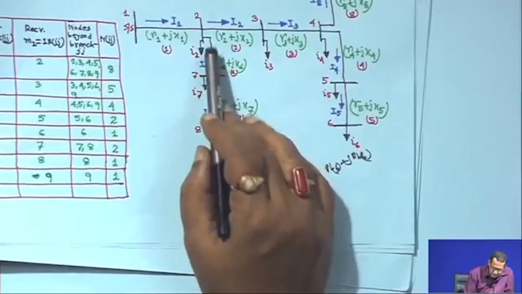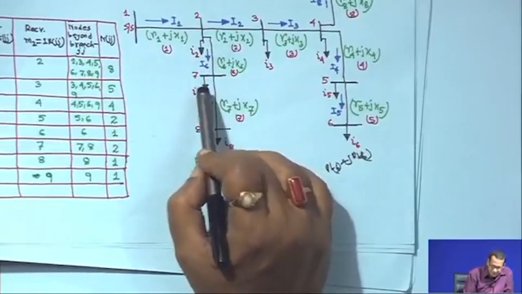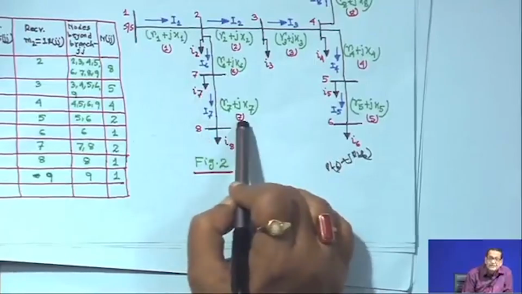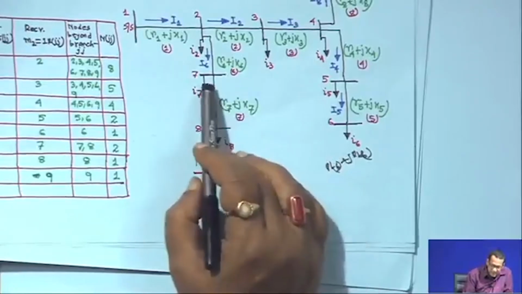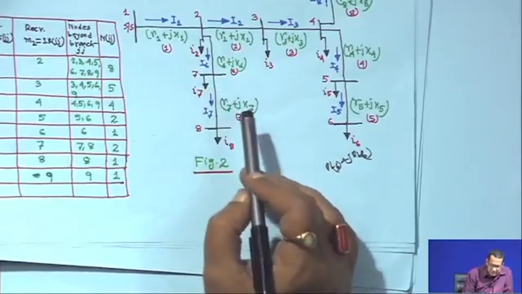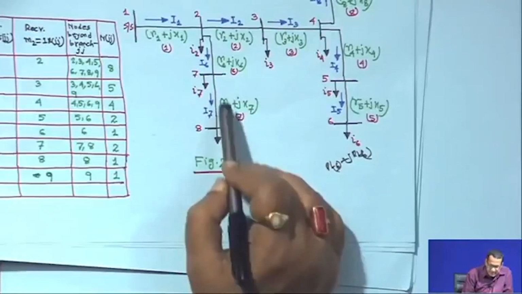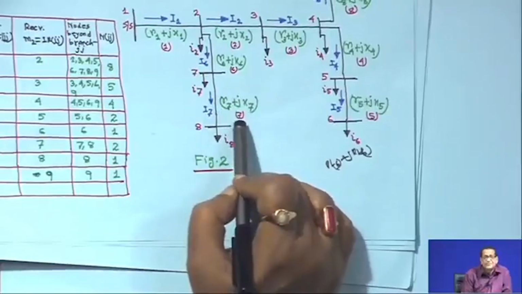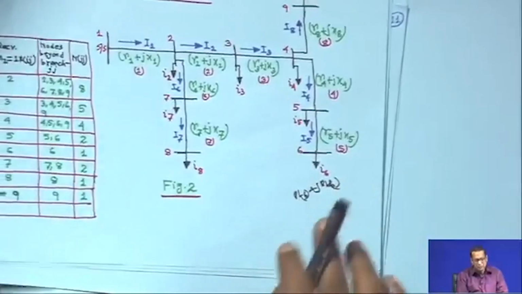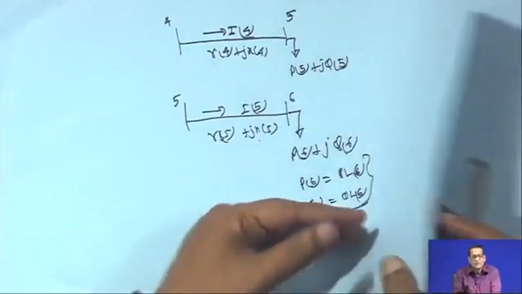But in all other cases, if you take the electrical equivalent of branch 2 to 7, then P7 will be PL7 plus PL8 plus the real power loss of branch 7. Similarly, the total load fed through Q7 will be your QL7 plus QL8 plus the reactive loss of branch 7, right. So, this way you have to find out what is the total load fed through each node.